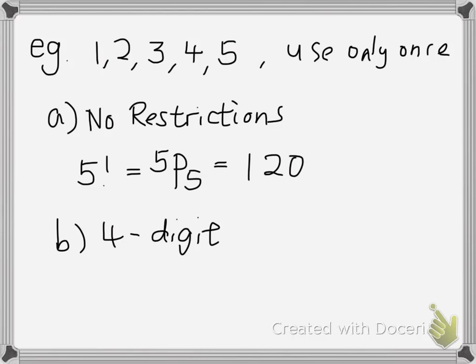Out of the digits 1, 2, 3, 4, 5, you are supposed to arrange 4 only. So it would be 5P4, right? So the answer is the same, 120. Okay? Okay, let's say third condition.